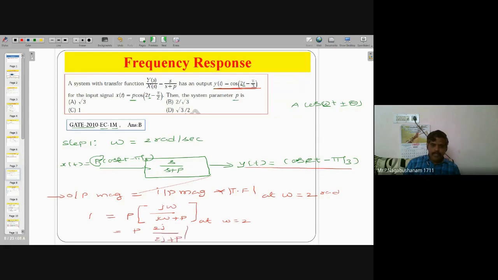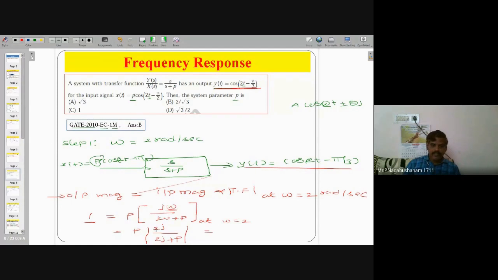I want magnitude. Check it out. Right side is the real part, it is imaginary. It is not possible. So I'm taking modulus. That's why modulus of transfer function at omega equal to 2. If you want to replace omega equal to 2 radians per second, you have to put s equal to j omega. Then only omega is visible.